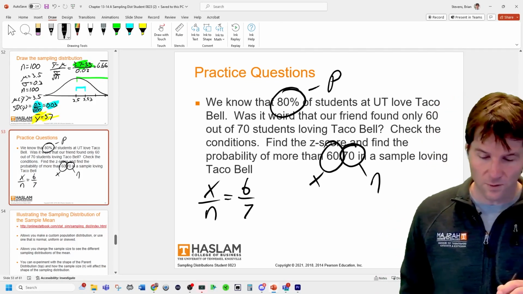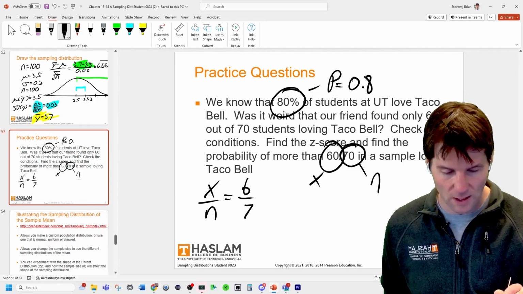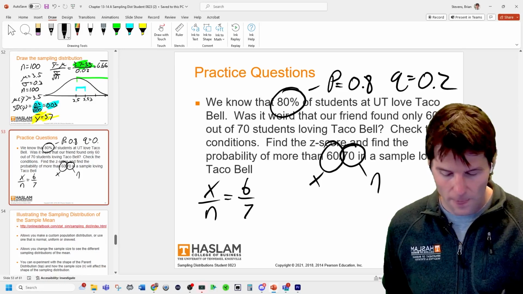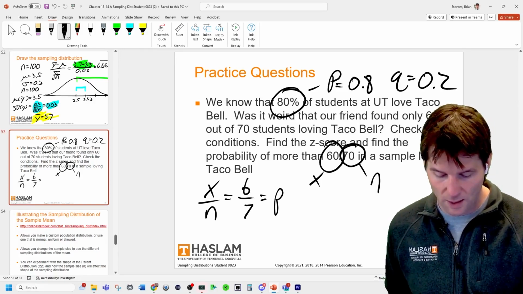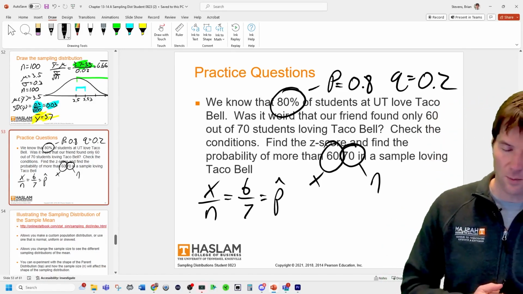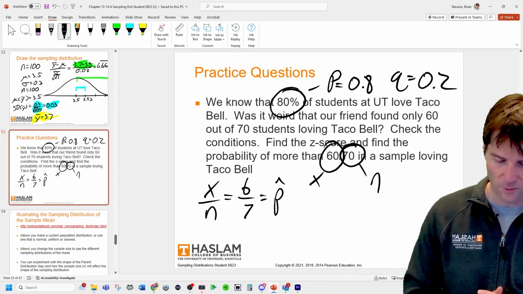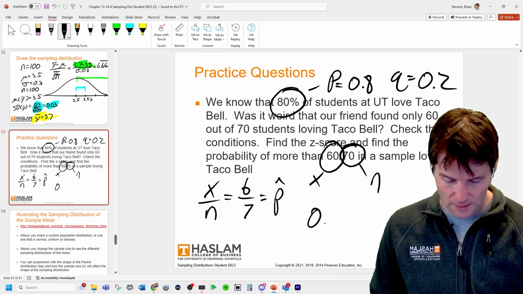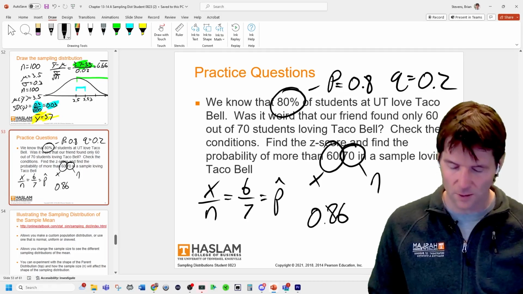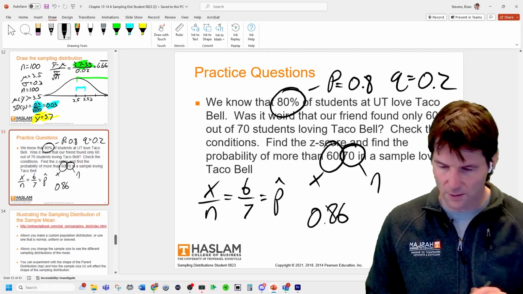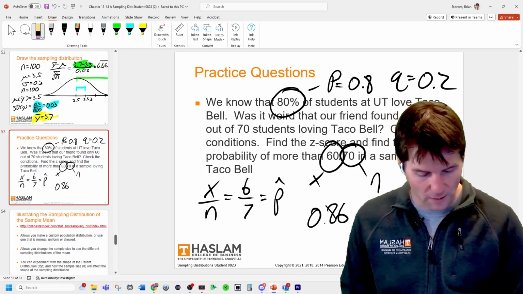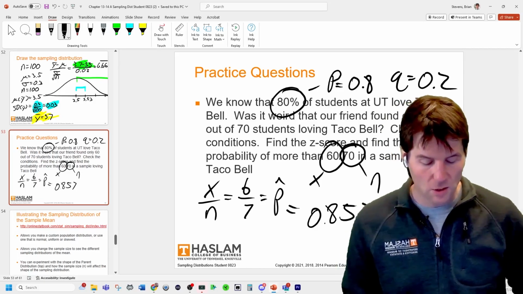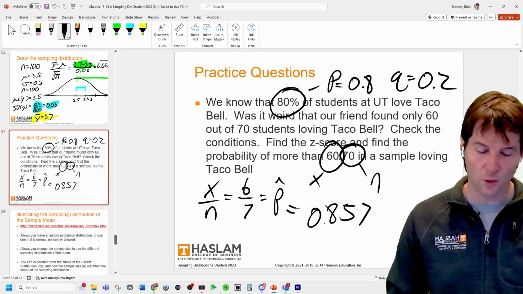And then if p is equal to 0.8, then q is equal to 0.2. We probably don't need q hat. This p hat right here is 6/7, which is about 0.86, or 0.857 rounded. We'll check our math here in a moment. There we go. So with this, is this unusual?